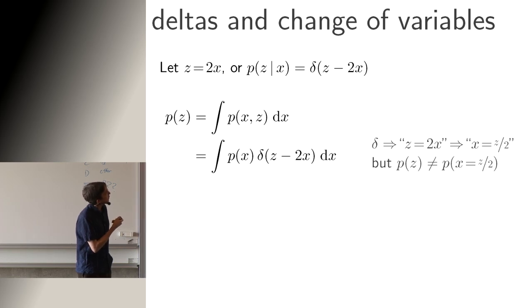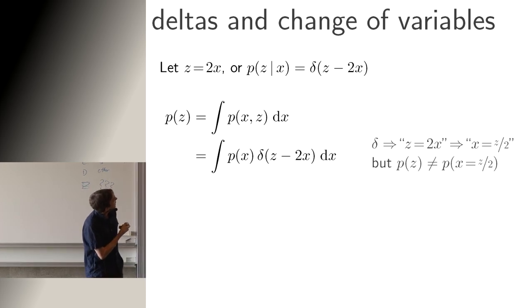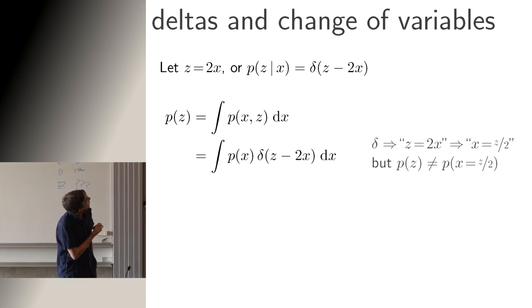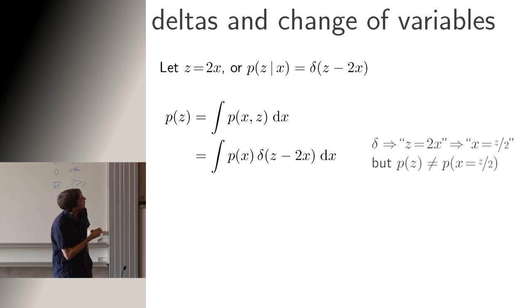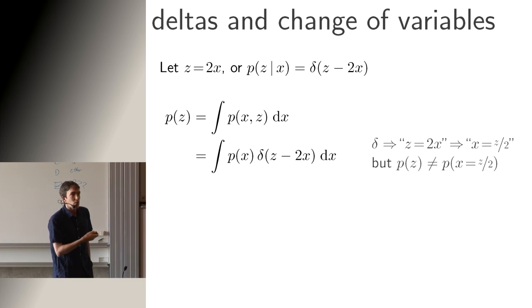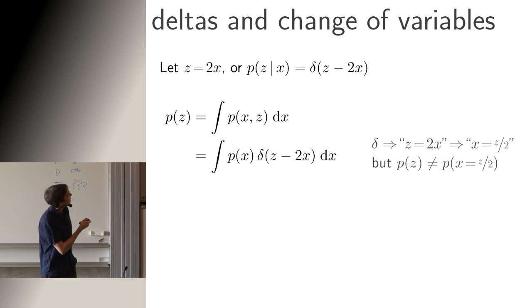This is something I've got wrong many times, and I've seen people cleverer than me get wrong. It's tempting to look at this integral and say, I know how to do this. This delta function says that z is equal to 2x, or in other words, x is equal to z over 2. So all I need to do is go through the integrand and replace x with z over 2. And that would tell me that the probability of z is the probability that x is z over 2, which we've already discovered is the wrong answer. So that is not how you integrate delta functions. You can't just solve an equation inside them and then replace that equation throughout. You have to be a bit more careful than that.